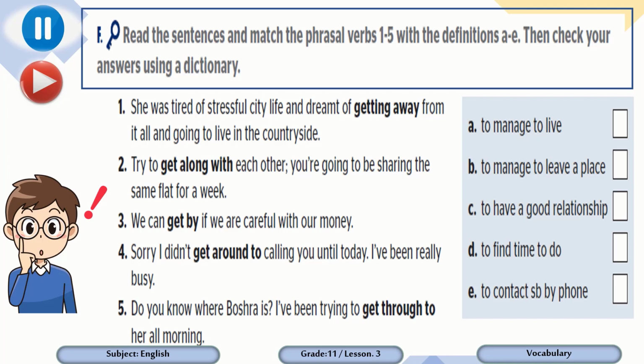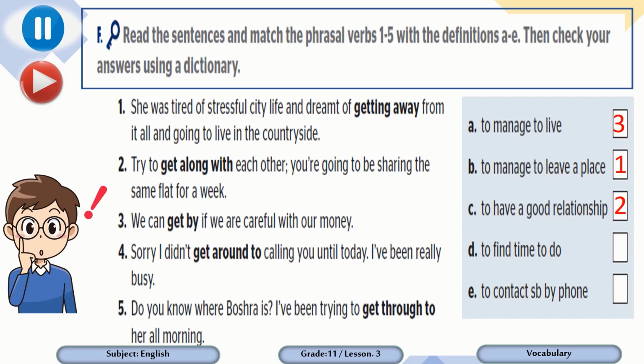Okay, now it's time to check the answers. Number 1, getting away. What does it mean? Excellent. To manage to leave a place. Number 2, get along with. And the meaning is? Excellent. C, to have a good relationship. Number 3, get by. What does it mean? Very good. To manage to live.